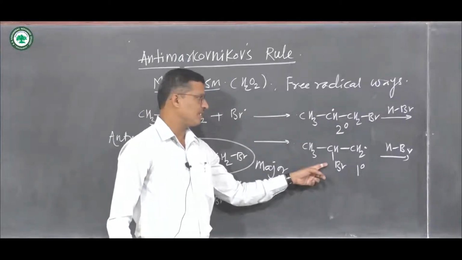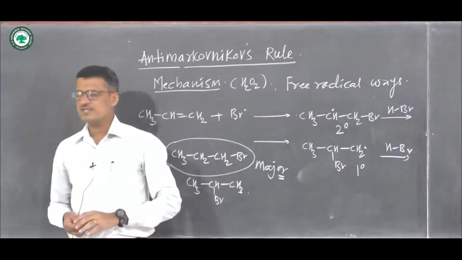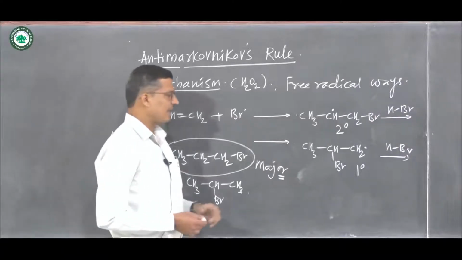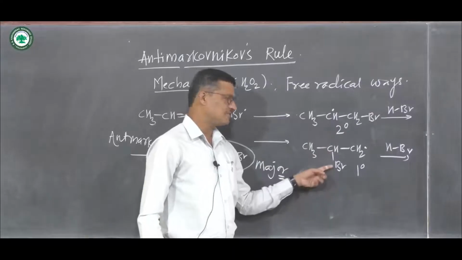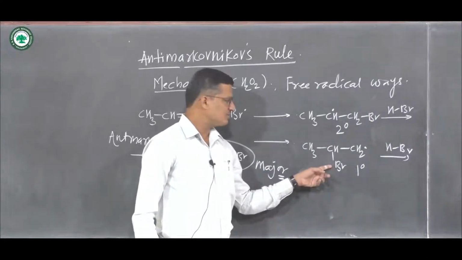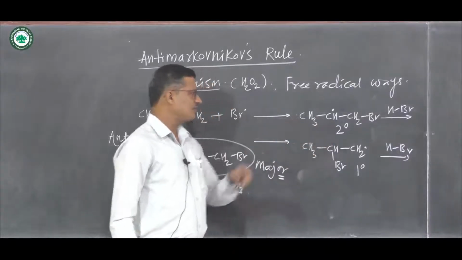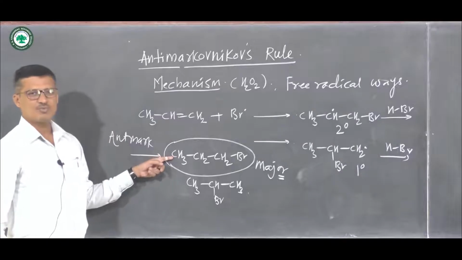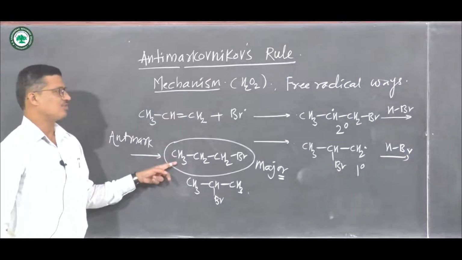So we remember well, as with a carbocation, the tertiary carbocation is more stable than secondary and then primary. Similarly, the radical stability is like that. A secondary radical is more stable than the primary radical. And so that's why which is the major product? According to the secondary radical, we get 1-bromopropane as the major product, and this product is according to the Antimarkovnikov addition.